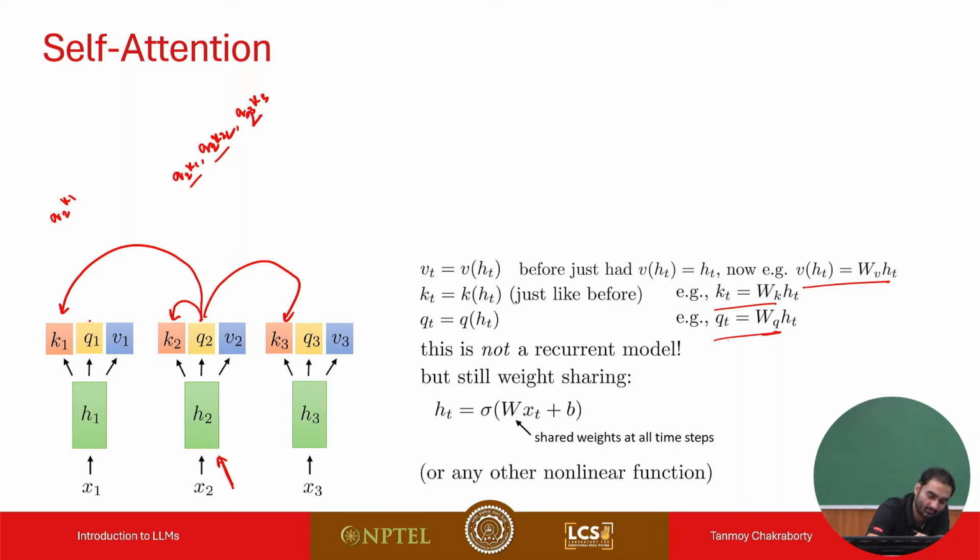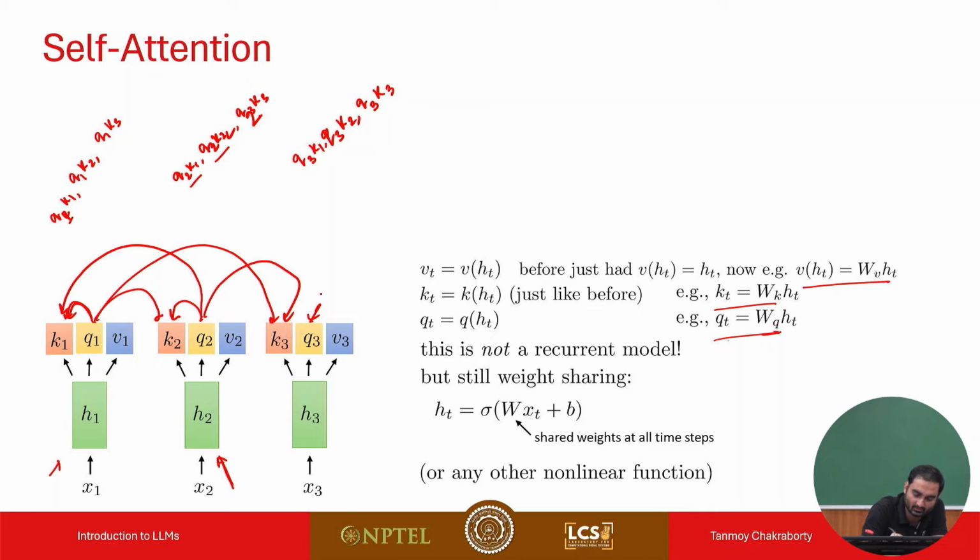At this position you have Q1, K1, Q1, K2, Q1, K3, and at this position you have what? Q3, K1, Q3, K2, and Q3, K3. So at this position, Q1, K1, Q1, K2, and Q1, K3. At this position you have Q1, K1.